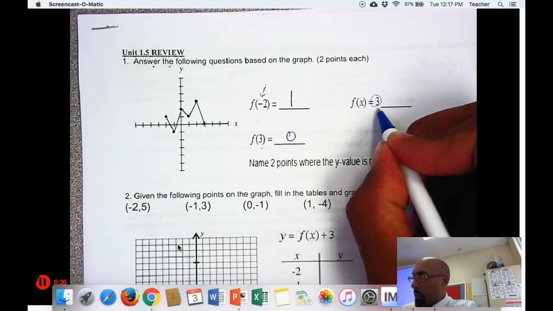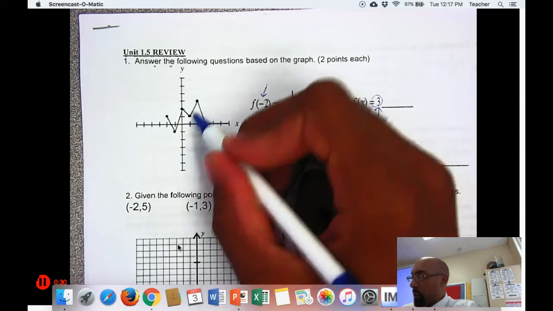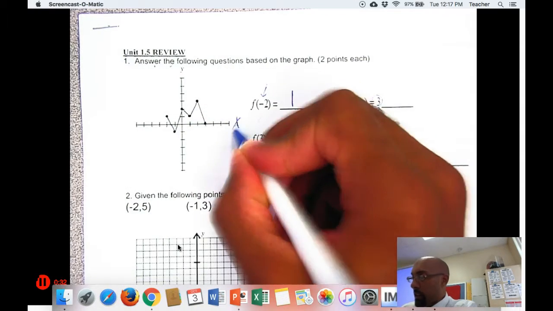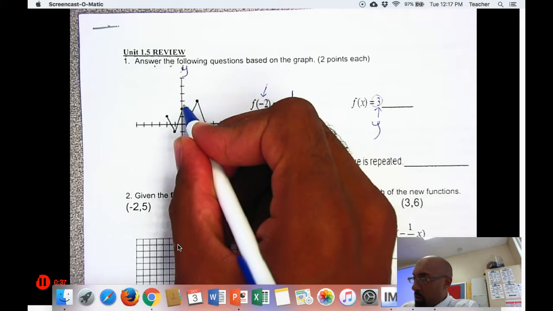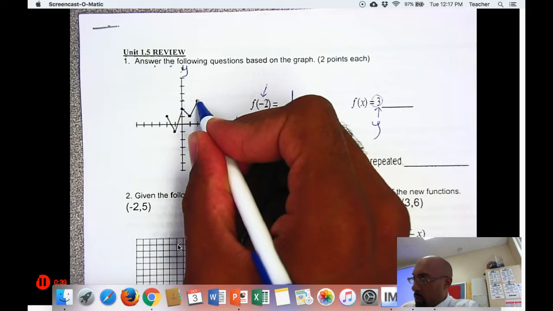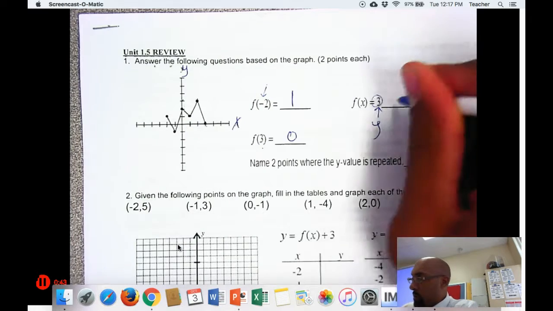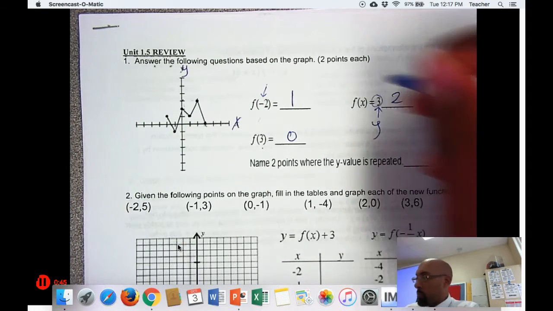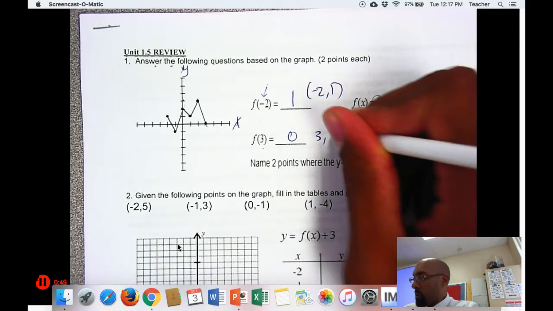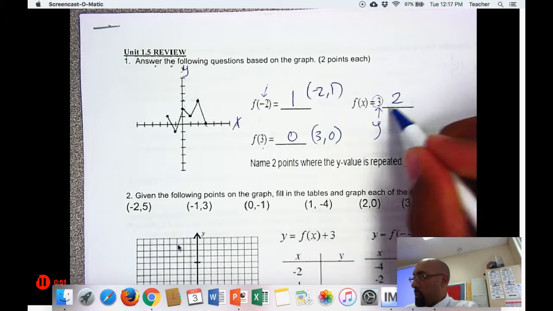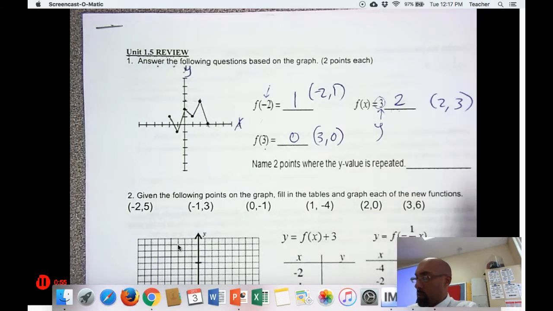Here I'm starting with the output, or the y. So then I don't go along the x-axis, I move along the y-axis, and I go up to 3, and so I go over to the graph right here, and it's at 2. So the input there is 2. So then this point would read as -2, 1. This would be 3, 0. And then this, remember, we were looking for the x, so we'd actually put 2 first, because 2, 3.